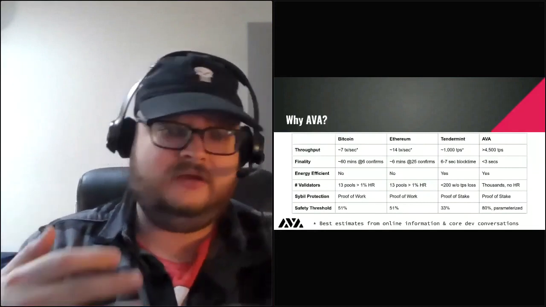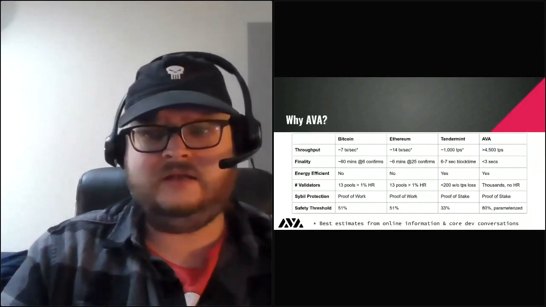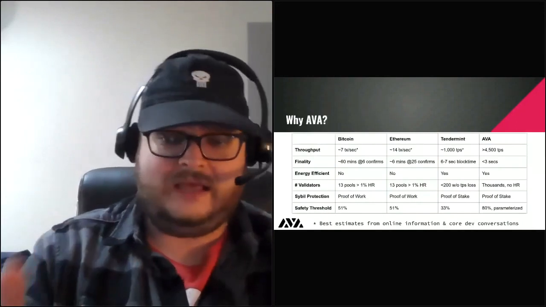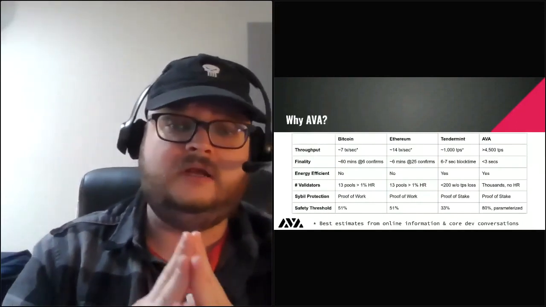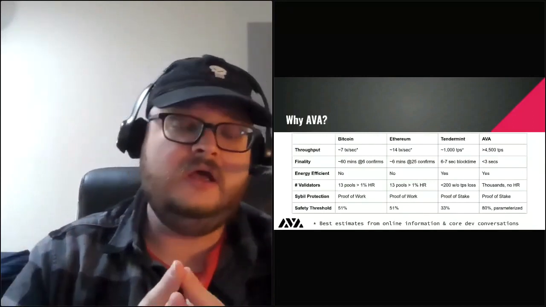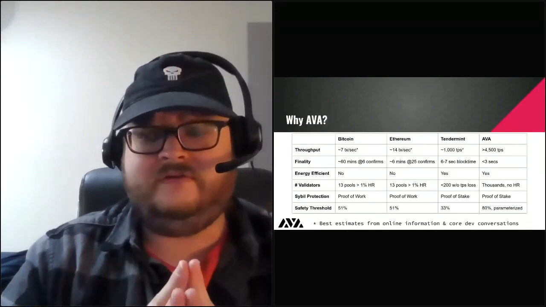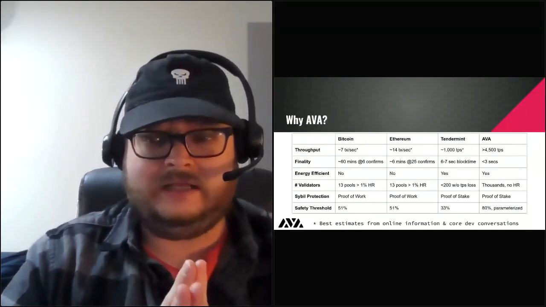With Bitcoin, you get a throughput of about 7 transactions per second. With Ethereum, 14. With Tendermint, about 1,000. I did ask the developers on Tendermint to approximate a good number that wouldn't make you balk, and they said 1,000. But with Ava, we're getting over 4,500, and that's a low estimate. I want to let you know.